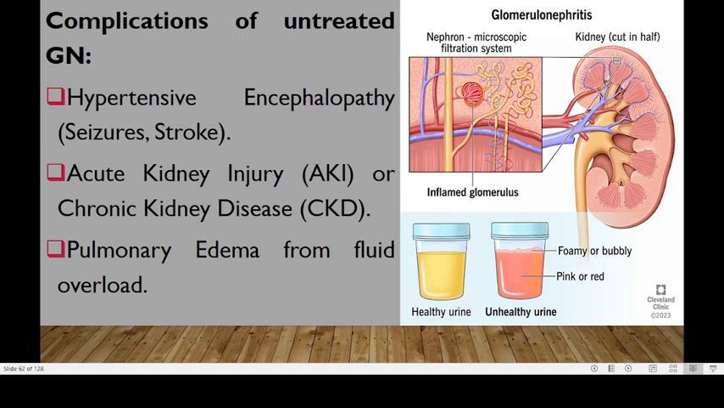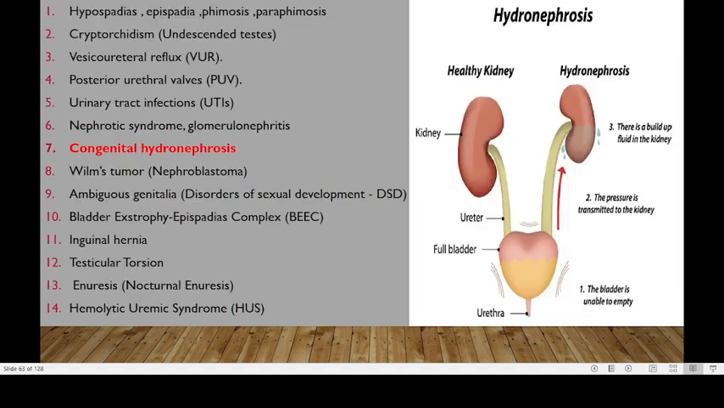patient is on immunosuppressants. Hypertensive encephalopathy, like seizures and stroke, are some of the complications of glomerulonephritis, along with acute kidney injury, CKD, and pulmonary edema from fluid overload. Ladies and gents, that's all about glomerulonephritis. I suggest you pause the video and attempt the free quiz.